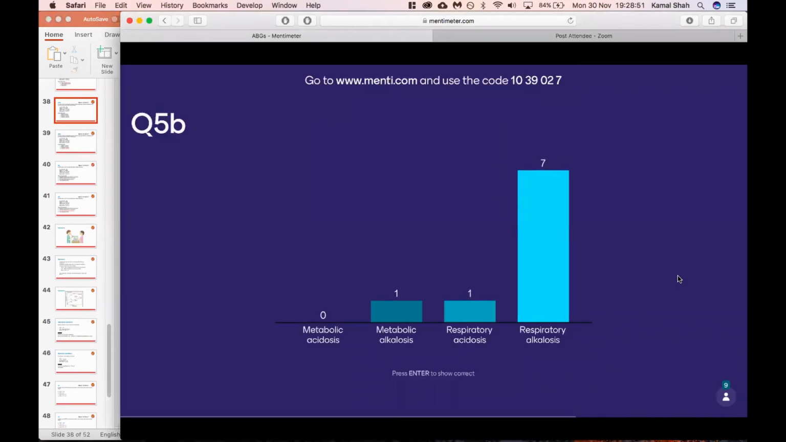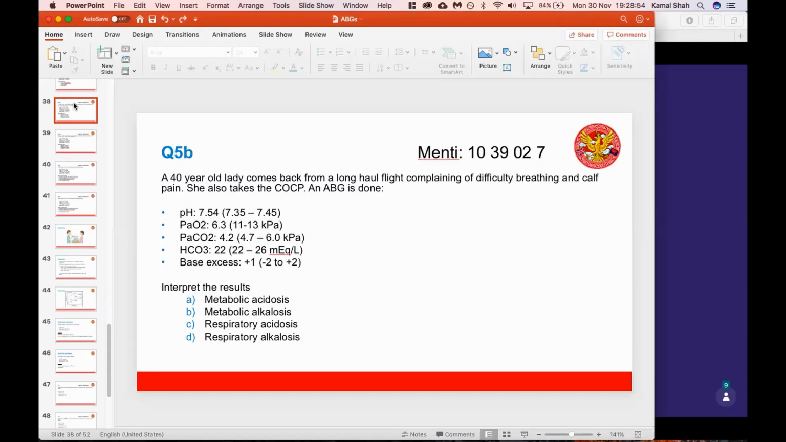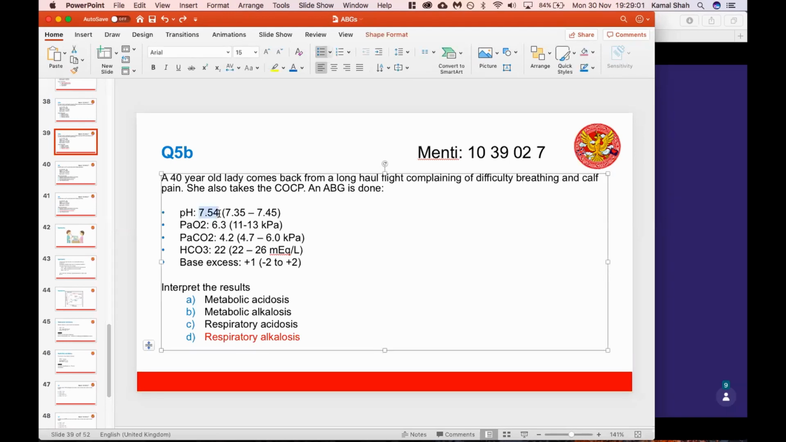Okay, so most of you have gone with respiratory alkalosis, and that is indeed the correct answer. So we've got a high pH, so it's alkalotic. The first thing I always do is look at the carbon dioxide. Can this explain the alkalosis? In this instance, it actually does, because the carbon dioxide is low, and because it's low, it explains this high pH. Everything else looks pretty normal, apart from the oxygen, of course.